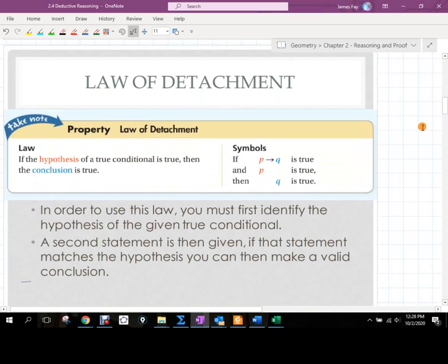Okay, so there are 2 laws inside the deductive reasoning approach, and they're called the law of detachment and the law of syllogism. They're weird words, but you have used these all the time for your entire life. So here's the question. The property says if the hypothesis of a true conditional is true, then the conclusion is true. And that to me just sounds like they put 5 words together and said true like 6 times. I think it's a hard law to understand.